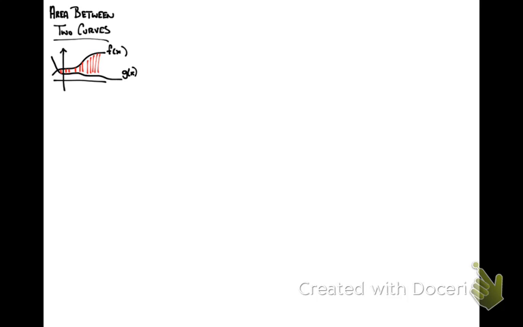So this space. And let's say, hypothetically, we happen to know that they intersect here at -1, and we want to go all the way to, I don't know, here at 4. So again, the question is, what is the area between those two curves?